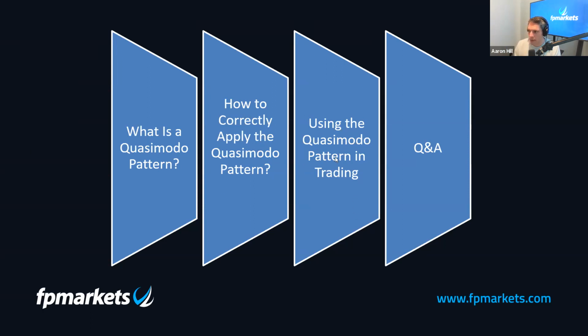Using the Quasimodo pattern in trading, this is what we're really all here for, I imagine. How do we use this information to find points of, shall we say, interest on the charts? So yes, at this point, I will bring the QM together and show some of the ways we can use this in trading, including entries and possible exits. And finally, of course, a Q&A.